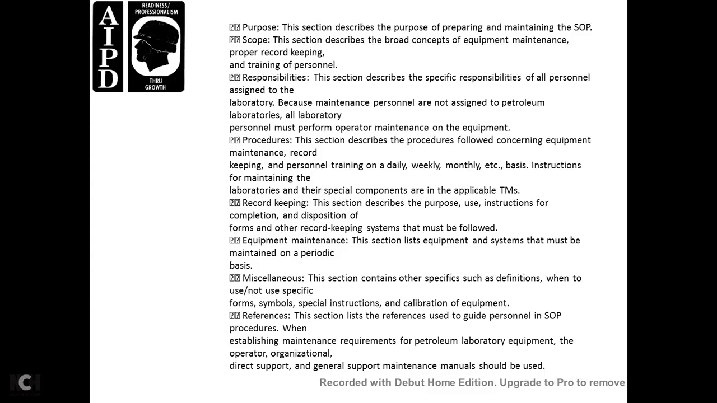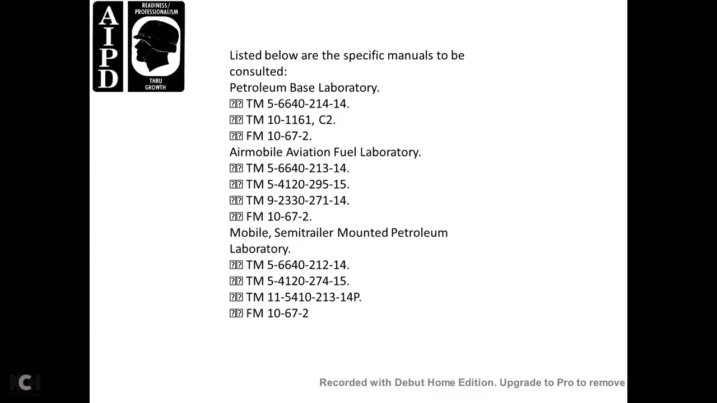The equipment maintenance section lists equipment systems that must be maintained on a periodic basis. Miscellaneous: the section contains other specifics such as definitions of what is in use and not in use, specific forms, symbols, special instructions, and calibration of the equipment. References: the section lists the references used as a guide and standard authorization procedure when establishing maintenance requirements for the petroleum laboratory equipment. The operator, organization, direct support and general support maintenance manuals should be used. Below are the specific manuals consulted.